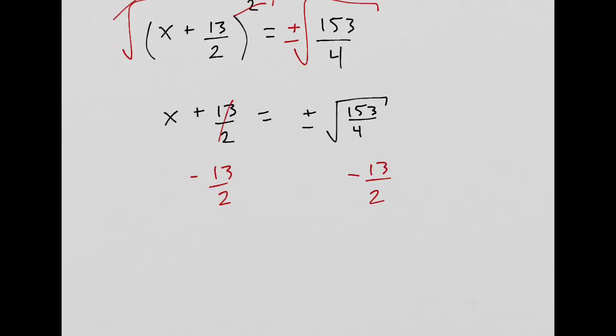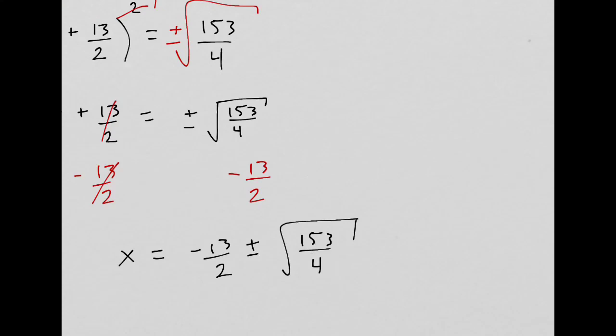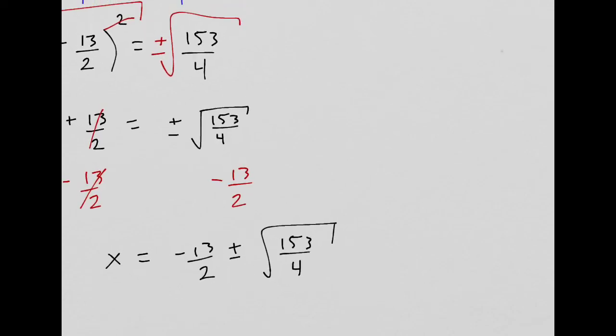Oh, we're done. Well, almost. X equals, I'm going to say negative 13 over 2 plus or minus 153 over 4, all underneath a radical. Now, I see this and I see the 4. That's a perfect square. So I think, wait a minute, it's underneath a square root. Can't I do anything with that? And the answer is yes. When you have a fraction like this, and it's under a square root, you can actually take the square root.